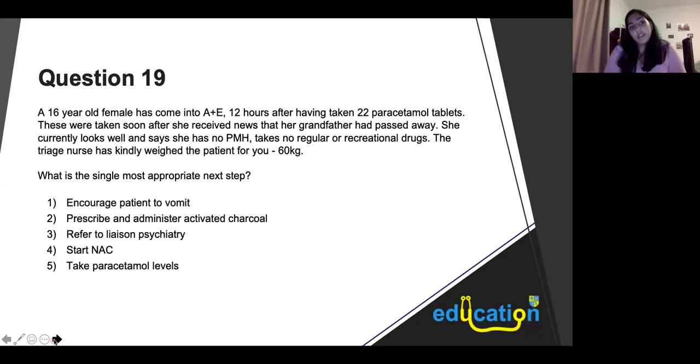All right, question 19. A 16-year-old female has come into A&E 12 hours after having taken 22 paracetamol tablets. These were taken soon after she received news that her grandfather had passed away. She currently looks well and says she has no past medical history, takes no regular or recreational drugs. The triage nurse has kindly weighed the patient for you. She's 60 kilograms. What is the single most appropriate next step?